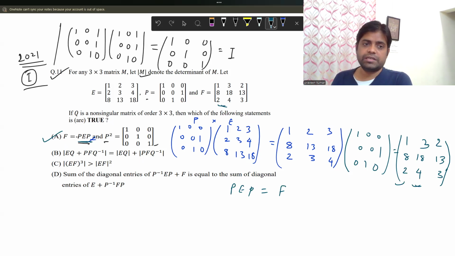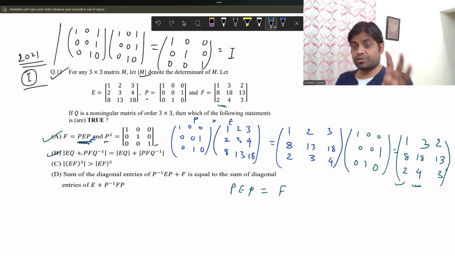It was quite simple that you have to just multiply P, E, P and get the answer. So it's simple multiplication till now. Nothing more to think. Okay. Come to the next one. How will we go for B?